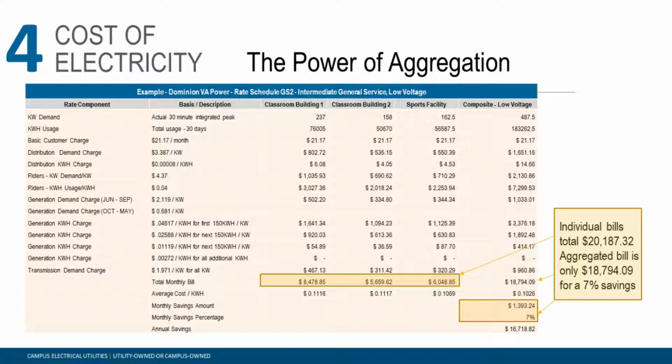And so what you'll see is if you look at the three buildings and you go down to the average cost per kilowatt hour row, you'll see that you're paying about 11.1 cents down to about 10.6 cents per kilowatt hour for each of these buildings. When we aggregate them together and just put them through a single meter using the very same rate schedule, you'll notice that all of a sudden we're paying 10.26 cents per kilowatt hour, and we've got a savings of 7% on our energy. So for over a month, we'd save almost $1,400 on these three buildings simply by putting them under a single meter. So that's not insignificant.